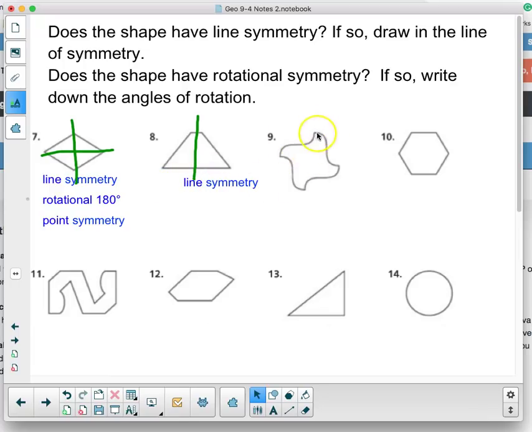And this next one, it looks like I can spin this 90 degrees each time. So I have 90, 180, and 270. And because I have exactly 180, I have point symmetry.